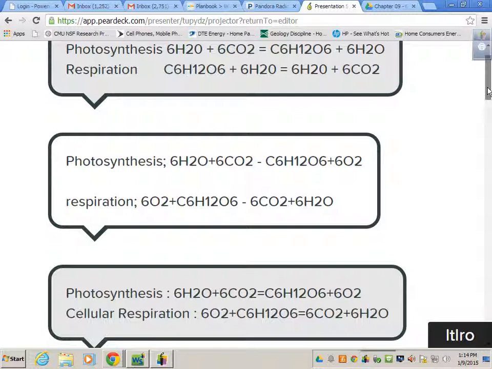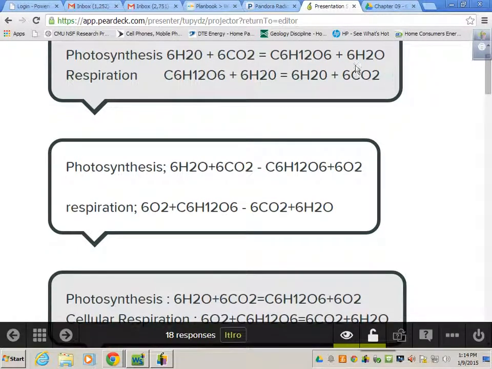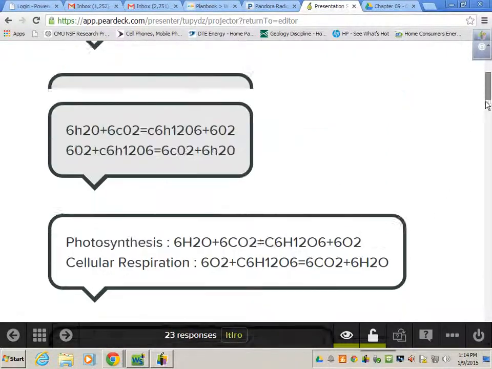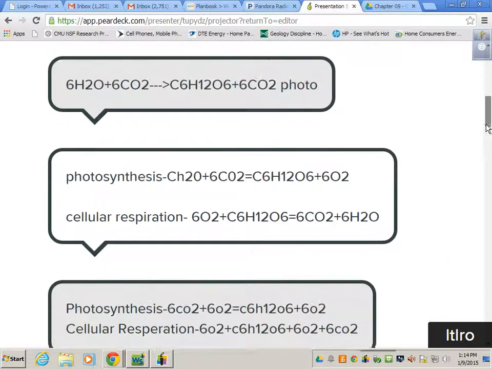Let's see here. See where we're at. Oh, we got the right one, I think, right off the bat. Yay! Photosynthesis. Oh, no, this is backwards. We got water on the wrong end for photosynthesis. This one's right. Yep. Okay. So a lot of good.